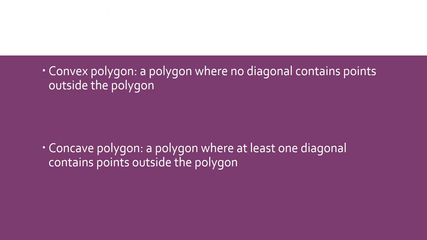A convex polygon is a polygon where no diagonal contains points outside. So that's a polygon. Again, I did 5-sided, where all of the diagonals stay inside the polygon. A concave polygon is a polygon where at least one diagonal contains points outside.